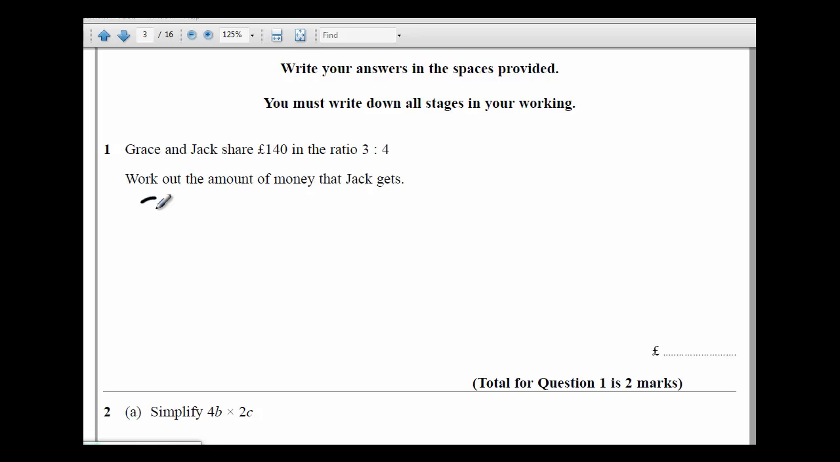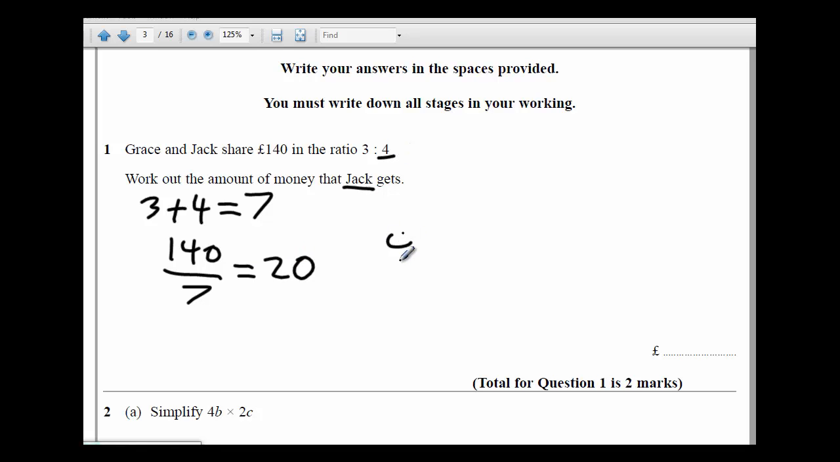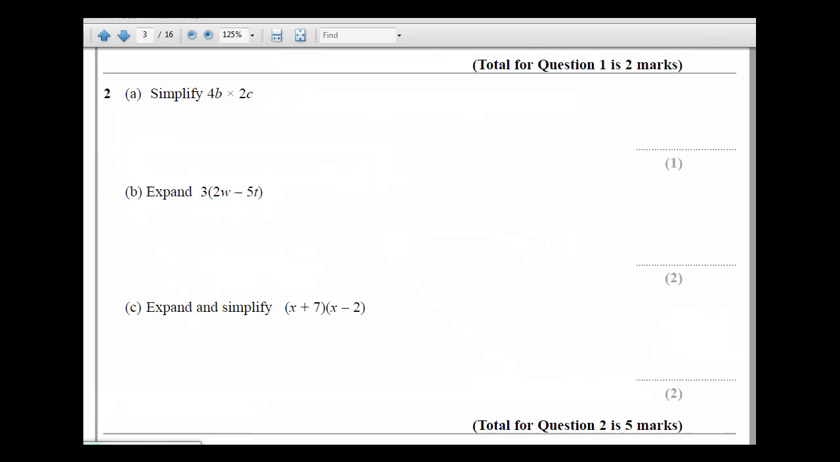So in total, we have 7 shares in total. We know that there's £140. So if I share £140 between the 7 shares, each share is worth £20. And I know that Jack gets 4 shares, so 4 times 20 equals 80. So the answer to question 1 is £80.